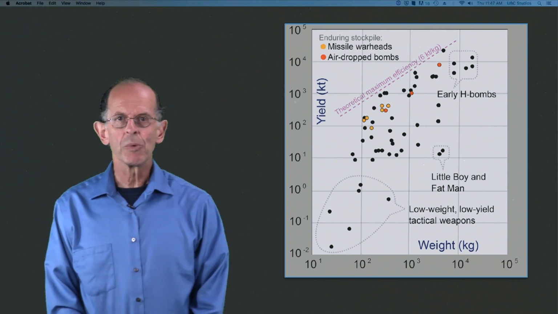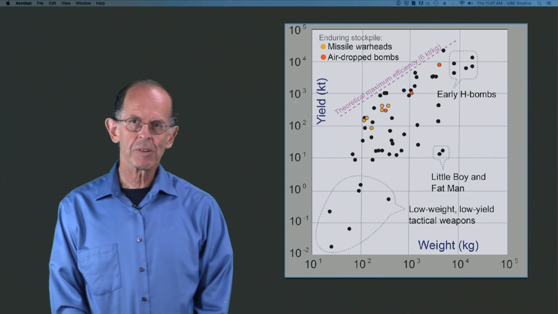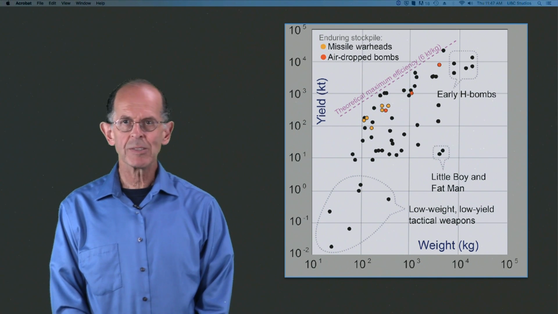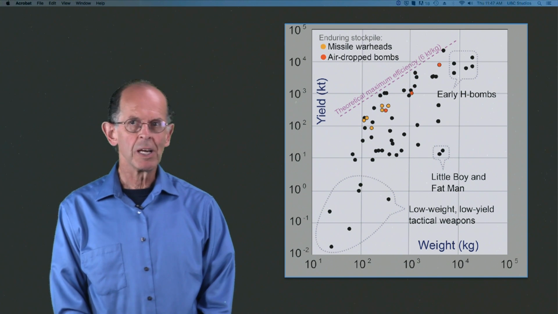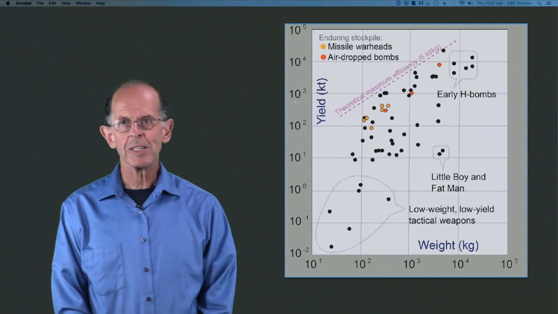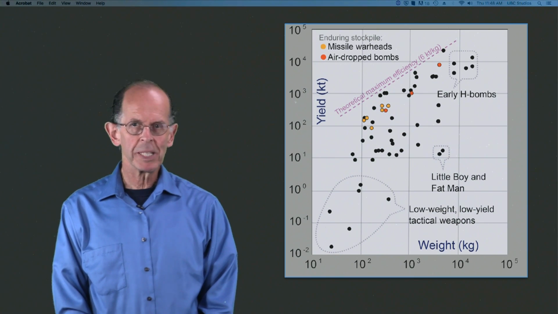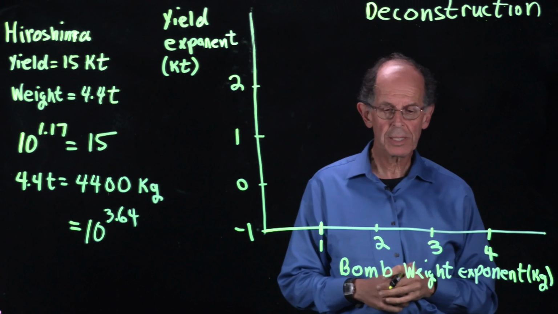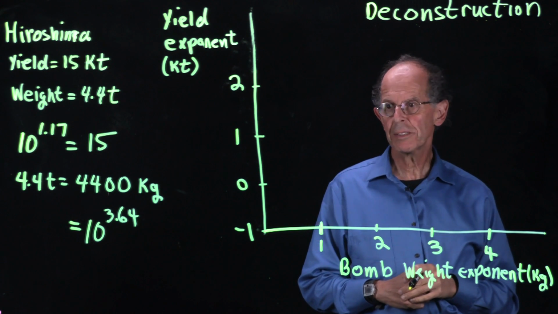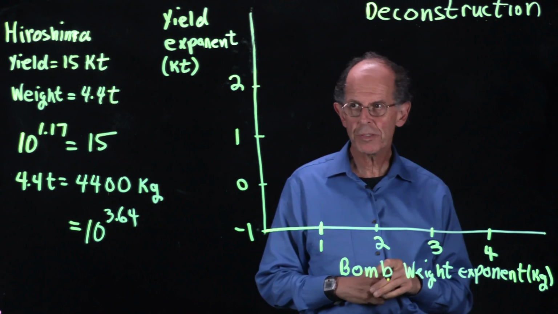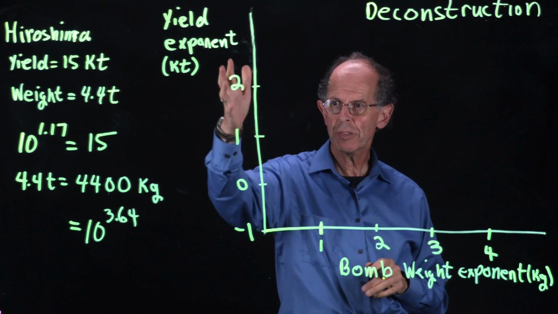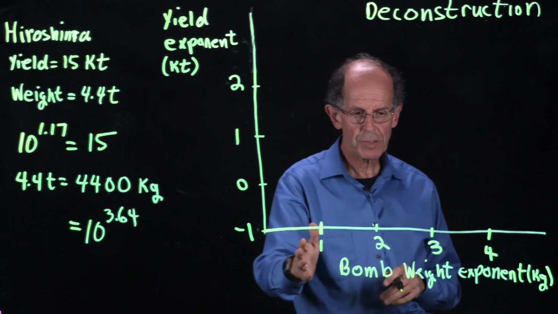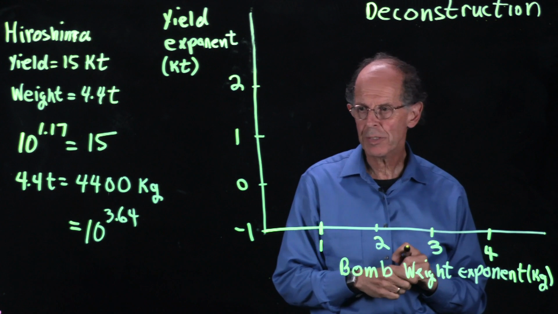So now we are going to deconstruct this graph to explain what the axes mean. And then we'll return to the interpretation of bomb efficiency, maximum yield per weight, and further analyses. We are deconstructing now the Wikipedia graph. And the main difference is we have exponents along the vertical axis and the horizontal axis.